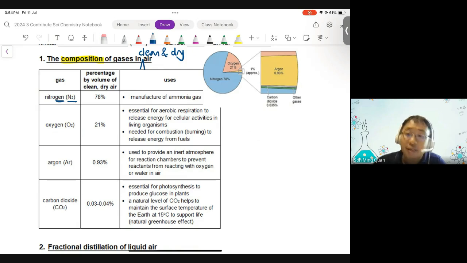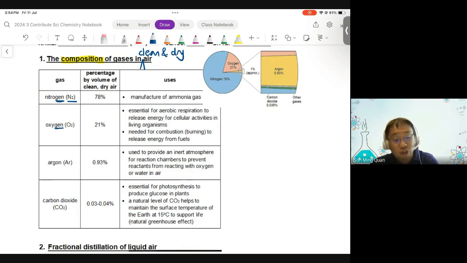Now, nitrogen is the most abundant gas, yet we do not use it naturally for our body. Nitrogen, however, is very important for manufacturing ammonia gas. And ammonia gas is then used to make fertilizers, which is very important for growing crops that we need for food. The next most abundant gas is oxygen.